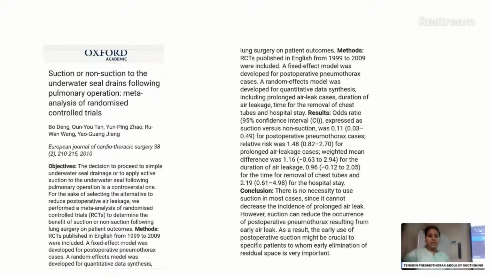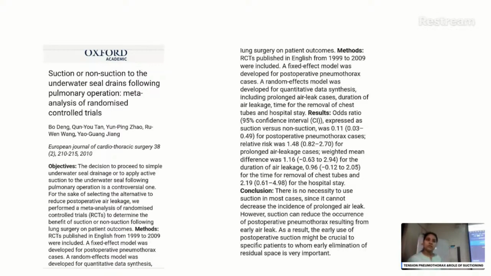study done by them, and they concluded that there is no necessity to use suction in most cases because it will not decrease the incidence of air leak, but suction can reduce the occurrence of post-operative pneumothorax resulting from the early air leak. As a result, early use of post-operative suction might be crucial for specific patients in whom early elimination of residual space is very important.